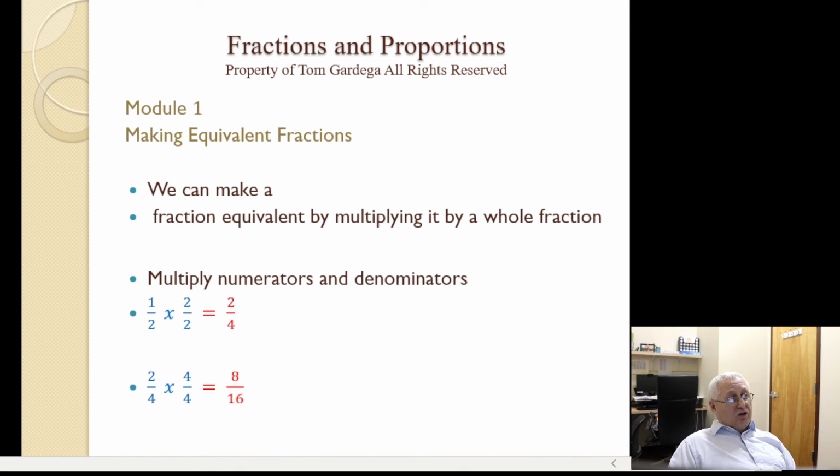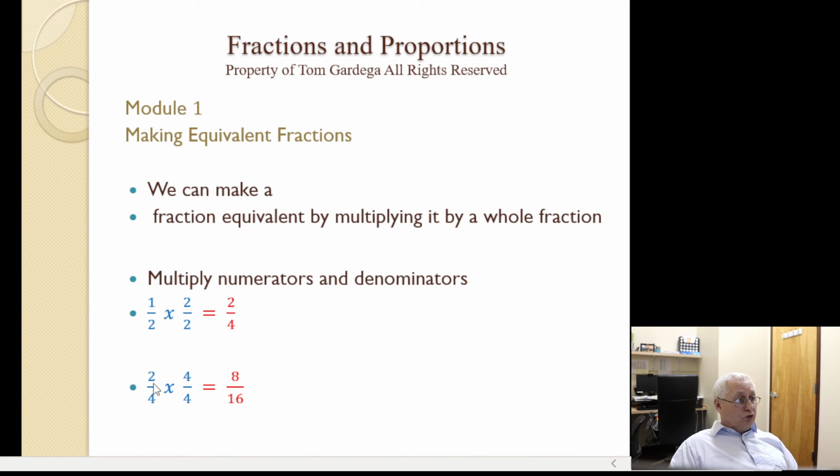We can make a fraction equivalent by multiplying it by a whole fraction. For example, I have 1/2 times 2. If I want to double this 1/2, I'm going to use a multiplier of 2, but I'm going to put it as 2 over 2 because I'm not changing the value by making this 1. 1 times 2 is 2. 2 times 2 is 4. If I divide 2 by 4, I'm going to get 0.5. If I divide 1 by 2, I'm going to get 0.5.